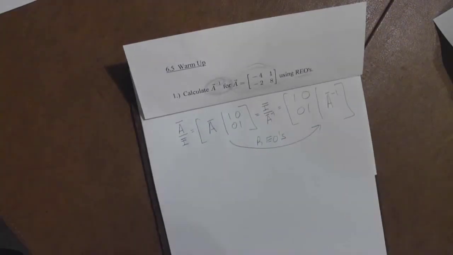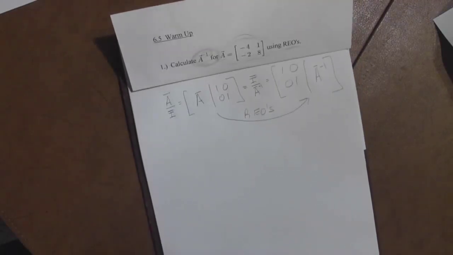to use our row equivalent operations. Keep in mind, what are those row equivalent operations? Those are, you can replace a row with a constant multiple of that row, right? You can replace a row by adding itself to another row, or you can replace a row with the constant multiple of itself or another row added to that row, right?